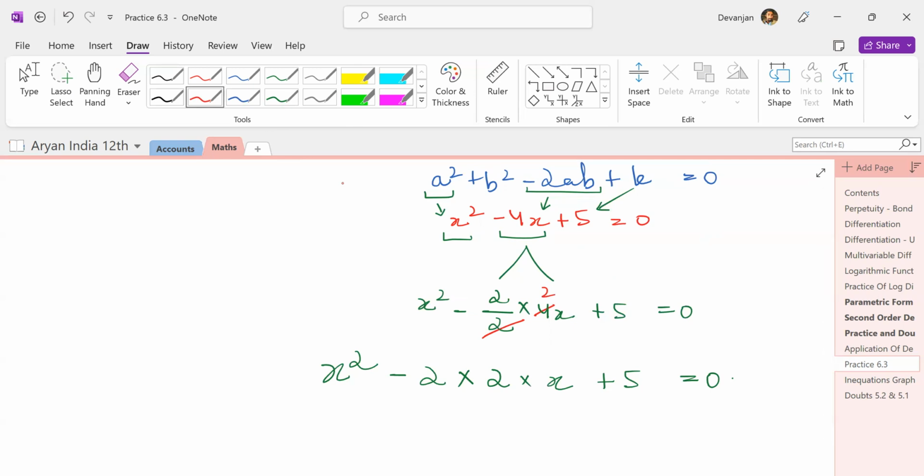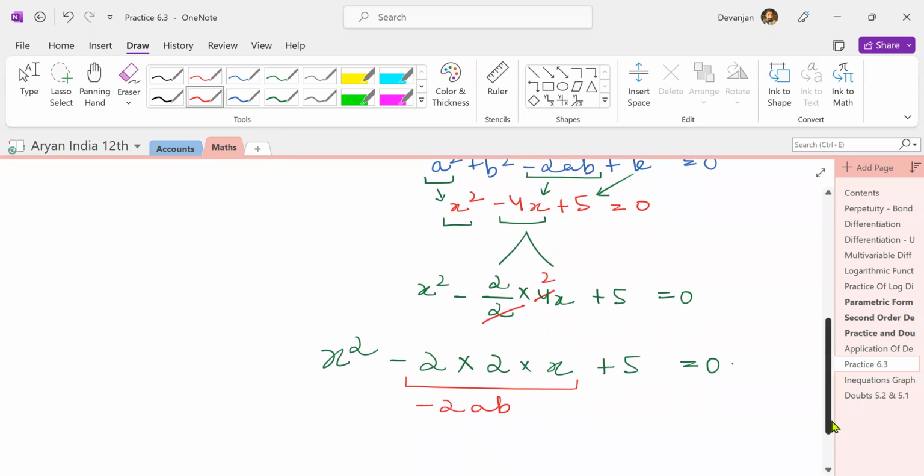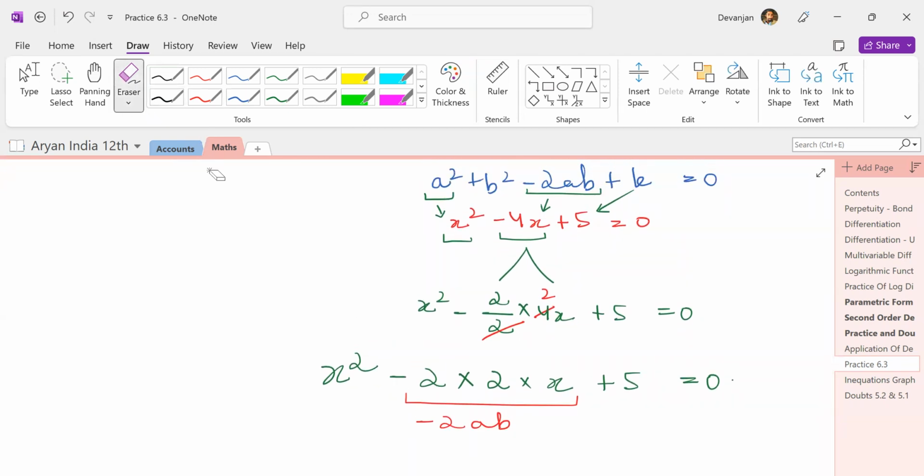Now do you see this part looks like what? The a square plus b square minus 2ab? Not yet there. Doesn't it look like a minus 2ab? Yes or no? Meaning that now we can figure out what is my b from the equation. Because I already know that a square is similar to x square, so then a would obviously be x. So here this x is my a, this 2 is this 2. So then b is 2, a is x.